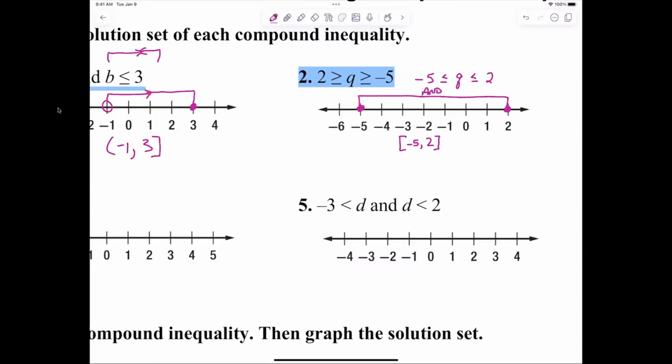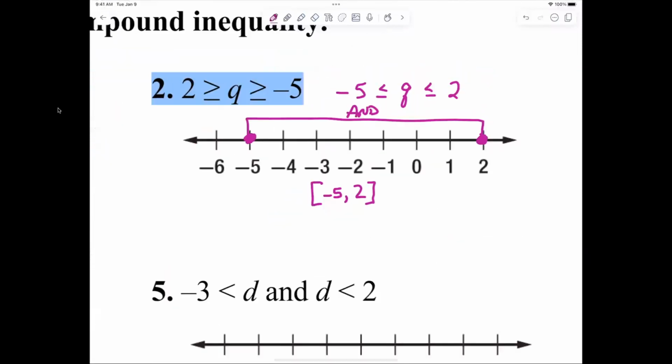So now that's a good question, kiddo. Watch me. Read it from Q's perspective here. Q is what? Less than or equal to 2. Do you agree with that? Now, if you read the other direction, though, watch me. What does this actually say? That's right. -5 is less than or equal to Q. So that means Q is greater than or equal to -5. You hear me? You see what I'm saying, right?